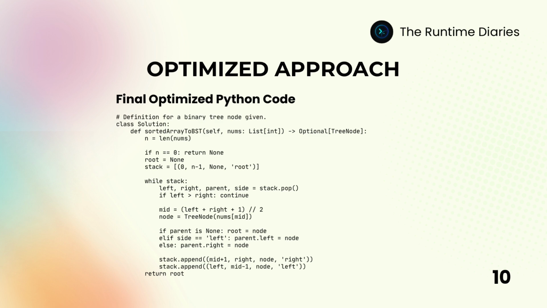Here's the final optimized version. We start with a single stack item representing the full range 0 to n minus 1 and no parent. Then we loop. Pop a range, pick a midpoint, create a node, attach it to its parent, and push the right and left child ranges back onto the stack. The result is the same balanced BST, but without recursion. It's safer for large inputs, easier to debug, and performs just as fast.